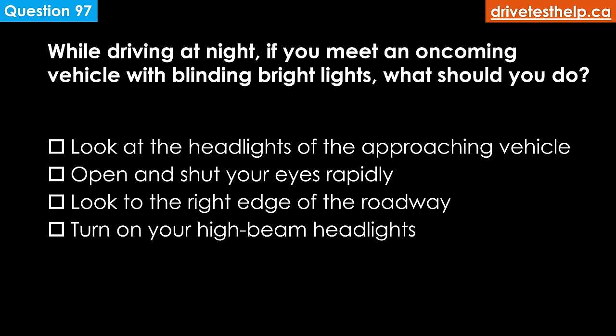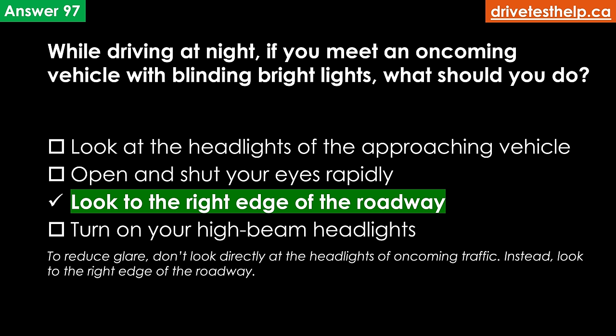While driving at night, if you meet an oncoming vehicle with blinding bright lights, what should you do? Look at the headlights of the approaching vehicle, open and shut your eyes rapidly, look to the right edge of the roadway, turn on your high beam headlights. The correct answer, look to the right edge of the roadway.